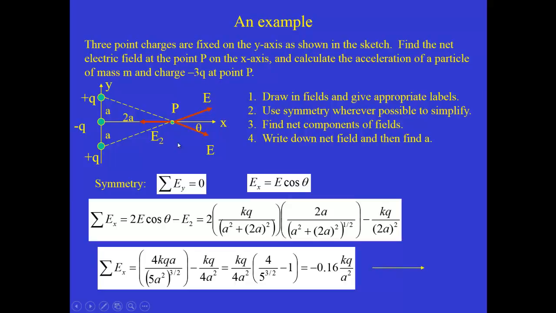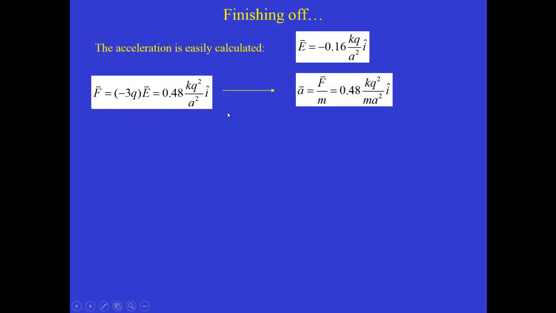We first found the field. Now we can find the force and then the acceleration from that. So E is minus 0.16 kq over a squared in the i hat direction. The force is negative 3q times that, so the minus sign cancels the minus sign that's in the field and gives us a result that's in the positive i hat direction. And then if the particle has mass m, the acceleration is just the force over the mass.